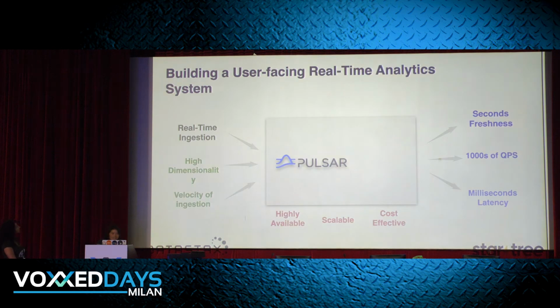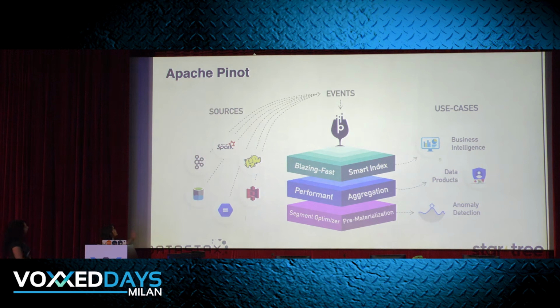And I think the next thing is this one too. This is actually the slide showing that for real-time ingestion, we like to suggest using Pulsar. It will give you the velocity of ingestion and the high dimensionality of all of the data that you need. And then with this one, I think we come back to Pinot.